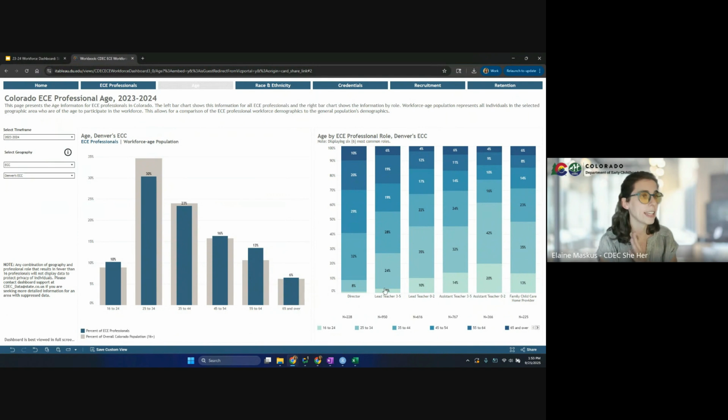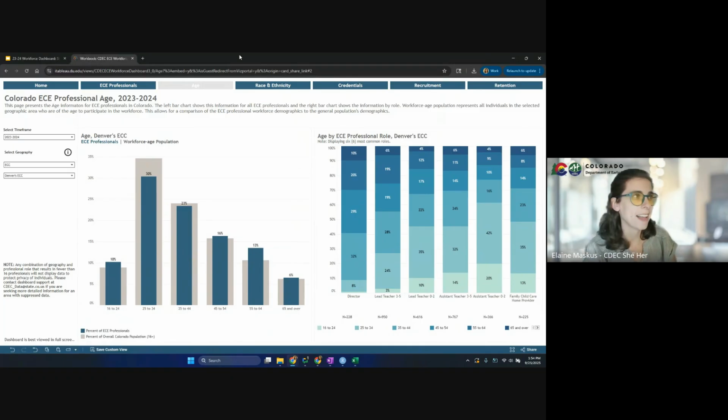Over here on the right-hand side, we have this again broken out by job role. So this first column is directors, and then the different shades of blue correlate with the different age range buckets. So you can see this youngest age range of 16 to 24, there's not many directors that age. And most of the folks in that age population fall within the assistant teacher job role.